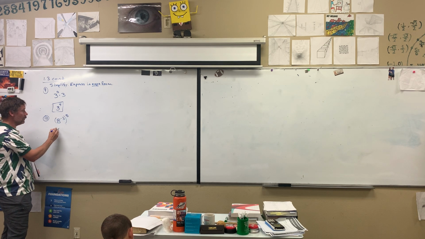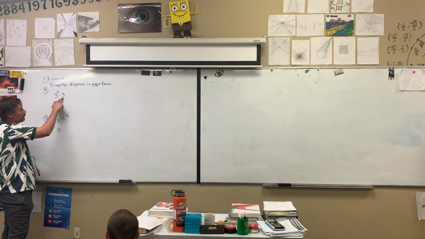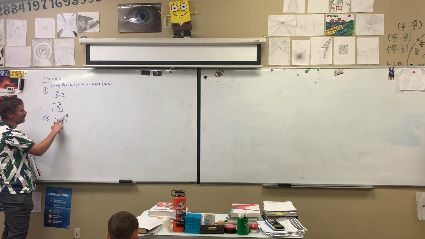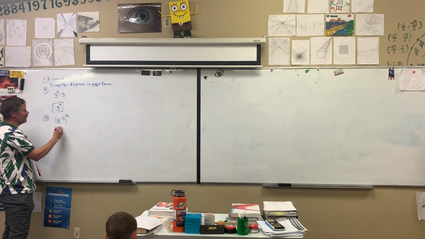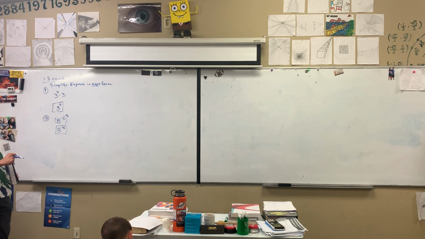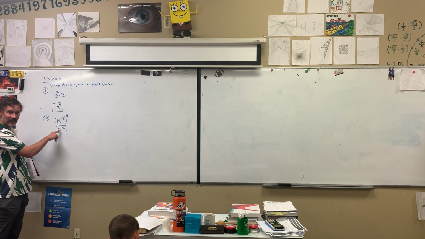Multiply. Okay? So when you're multiplying the same bases, you add the exponents. When you have an exponent to an exponent, you multiply, and we would just leave it as 8 to the negative 15. Now if they said don't write it with negative exponents, then you would have to reciprocate that.